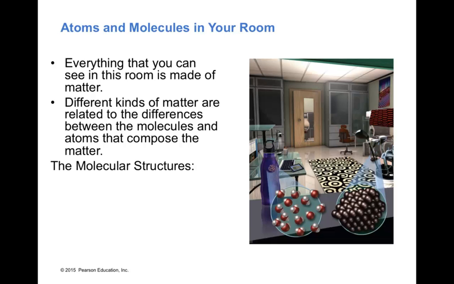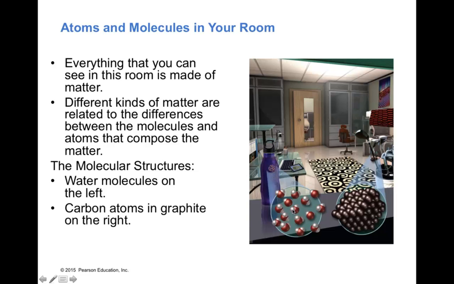The molecular structures, you can see here in this picture the molecules of water on your left, and on your right, the atoms of carbon, graphite, that is part of the golf club. As you can see here, matter can be composed of just one type of atom, as here the carbon graphite, or also a combination of different atoms to produce a molecule, as here with water.